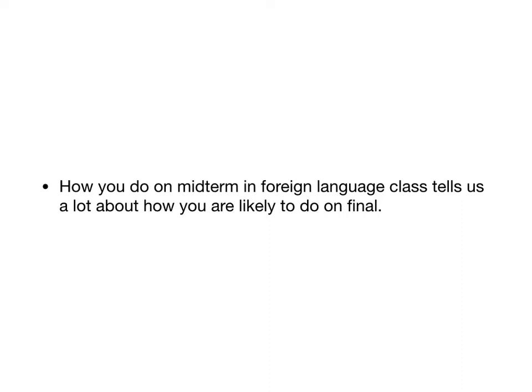A person who makes an A on the midterm is much more likely to do well on the final, even if it's not a sure thing. Someone who makes an F is much more likely to do badly on the final, even though that's not a sure thing, even though they can pull it out, right? Let me give you guys another example of a dependent event.